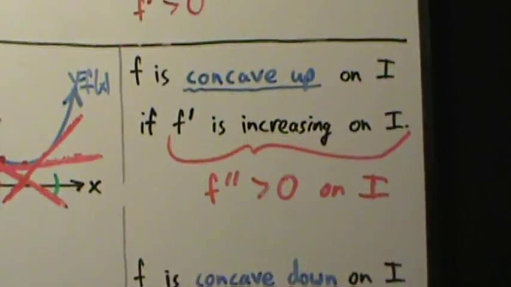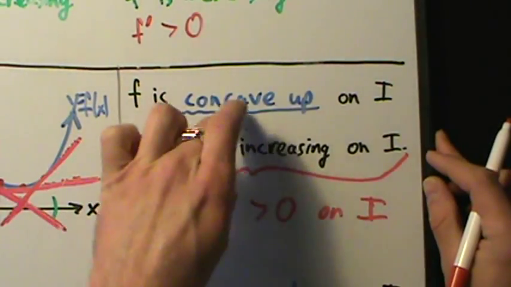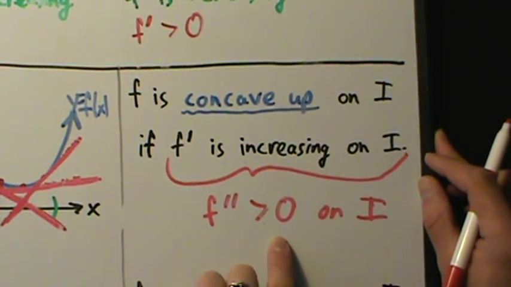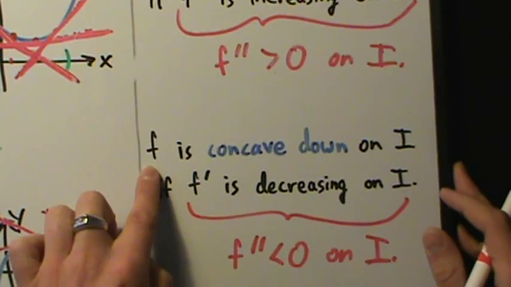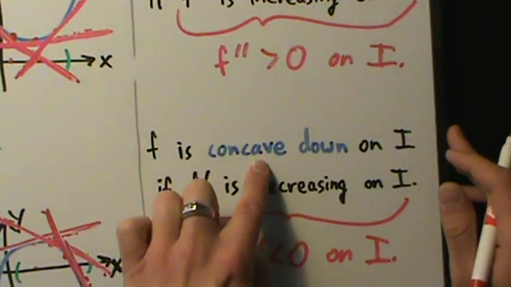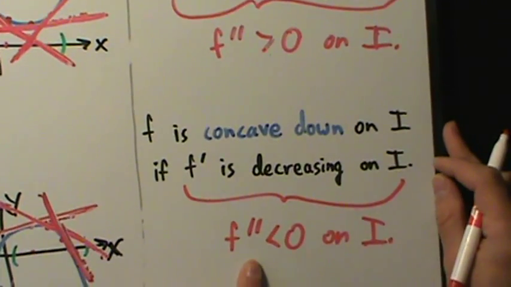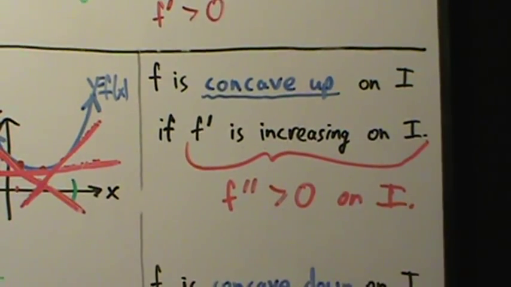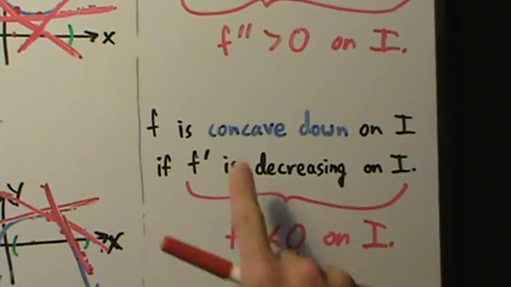Again, to summarize this, a function f, or the graph of a function f, is concave up on an open interval I if the second derivative is positive on that interval. And a function f, or the graph of a function f, is concave down on an open interval I if the second derivative, f double prime, is negative on I. In other words, positive second derivative, concave up. Negative second derivative, concave down.